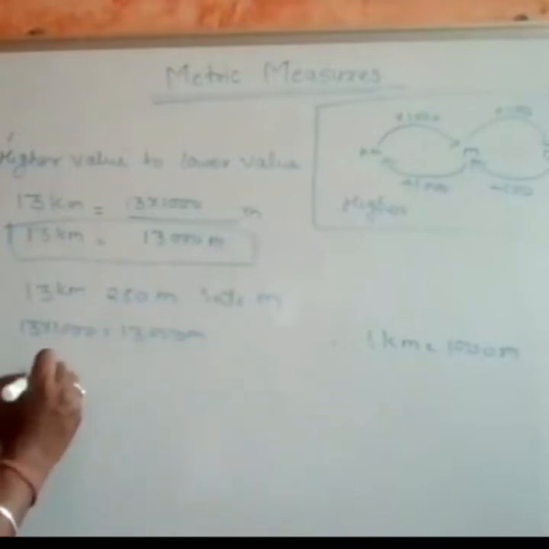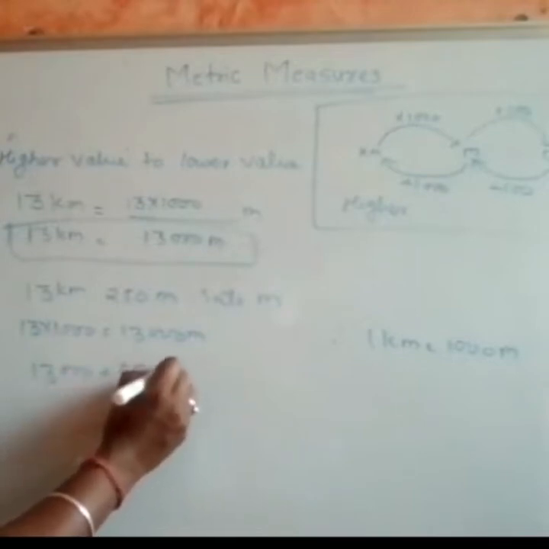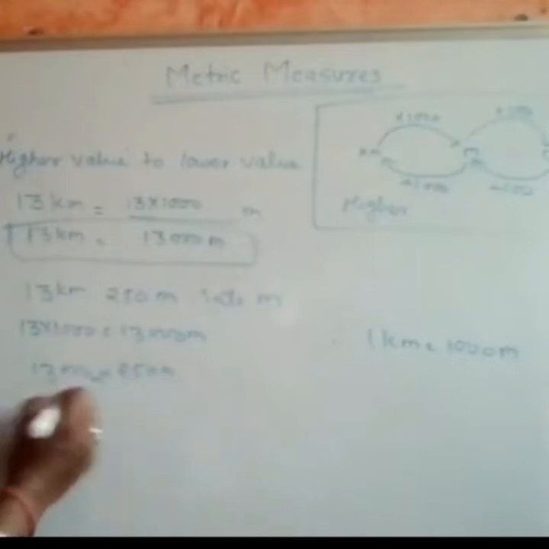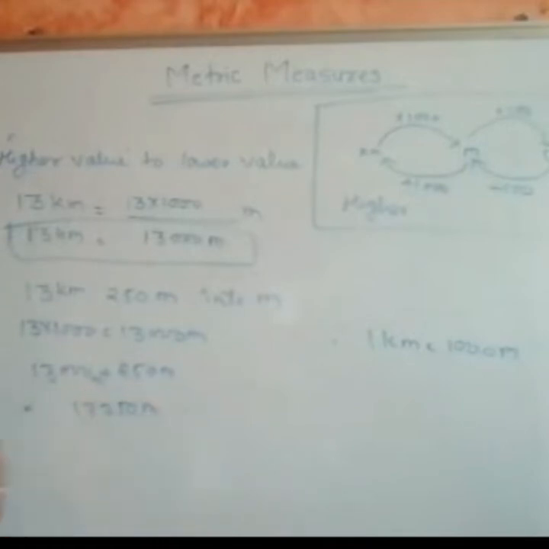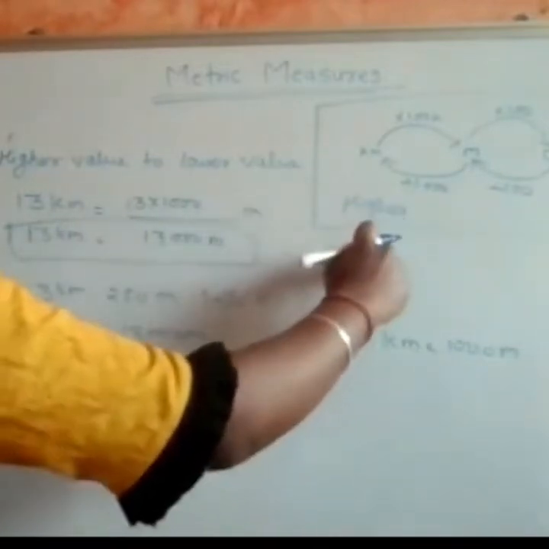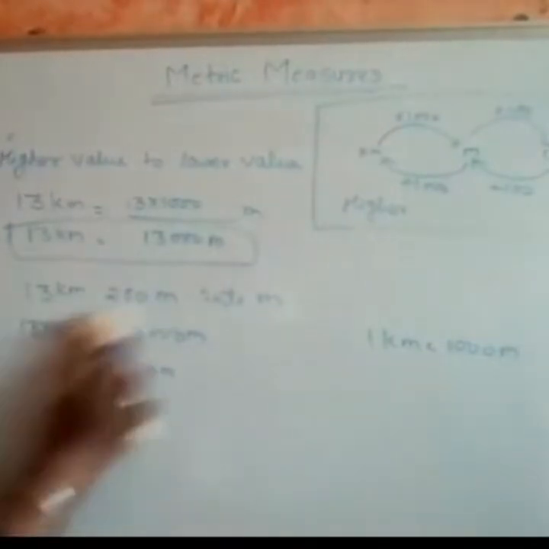So just add that one: 13,000 plus 250 meters. So we will be getting 13,250 meters in total. So that is how we converted. These are examples of conversion of higher terms into lower terms. Now next we are coming to lower to higher value. How are we going to convert that one?